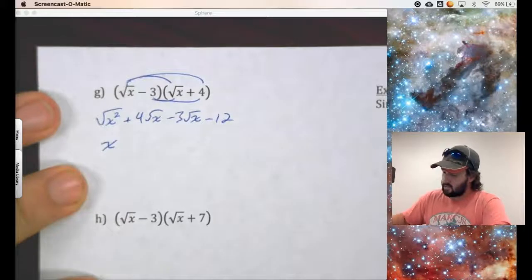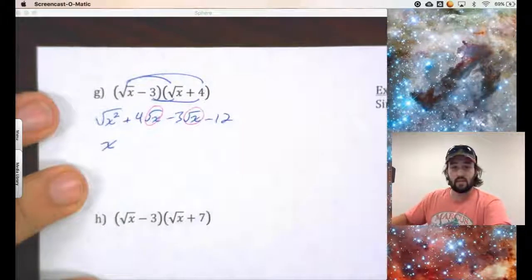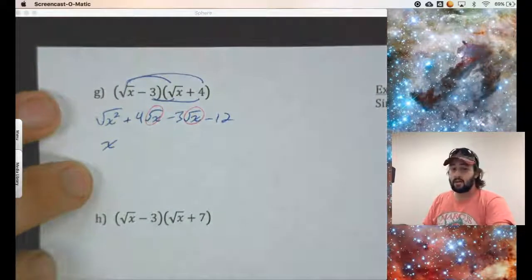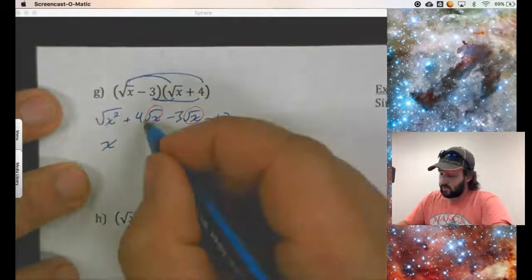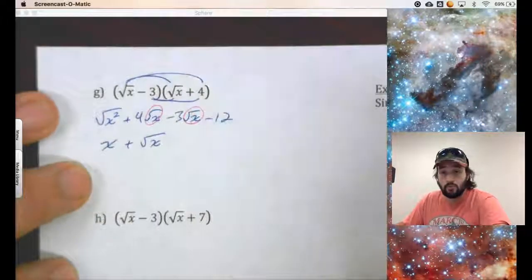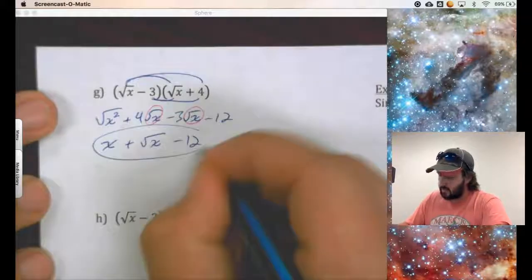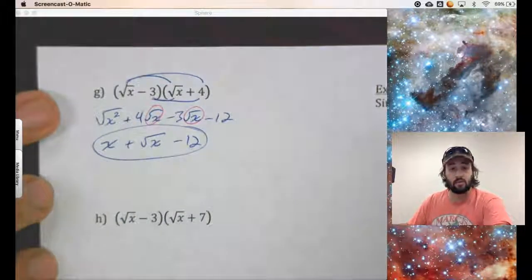Now check out these. We're going to talk about this more in the next one as well. But if they have the same square root, those are considered like terms. So I have plus 4 minus 3 would give me plus square root x, plus 1 root x, because 4 minus 3 is 1. And then I would just have that minus 12 right there. That would be how those multiply together and simplify.